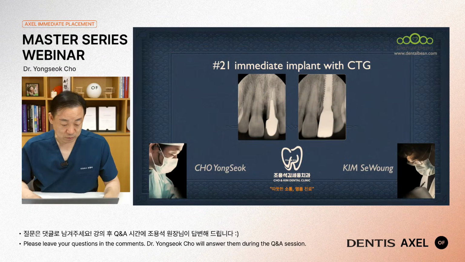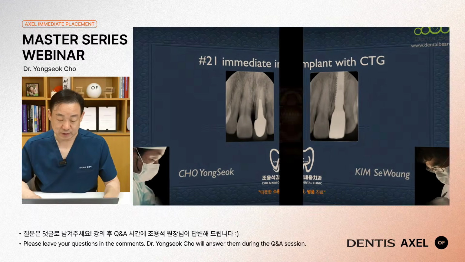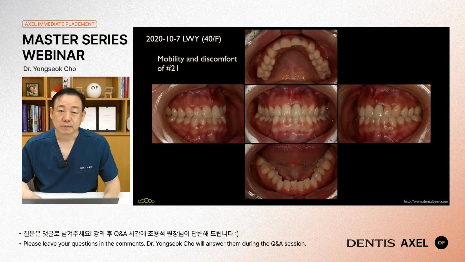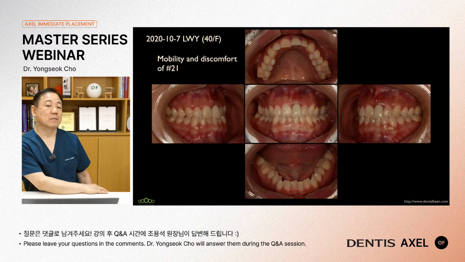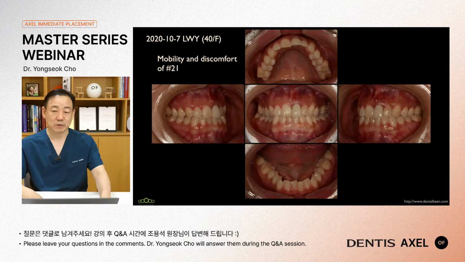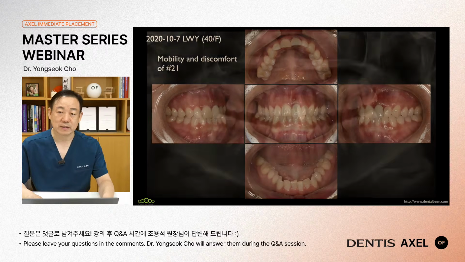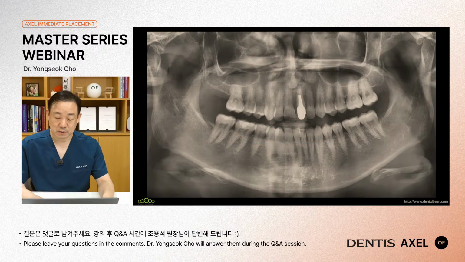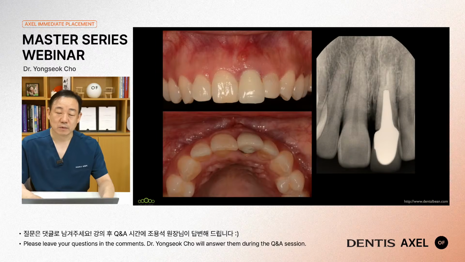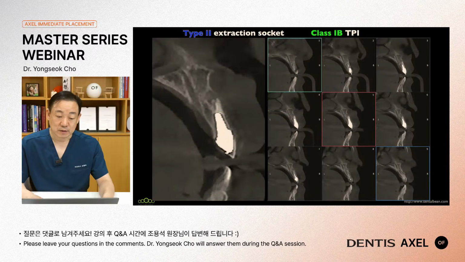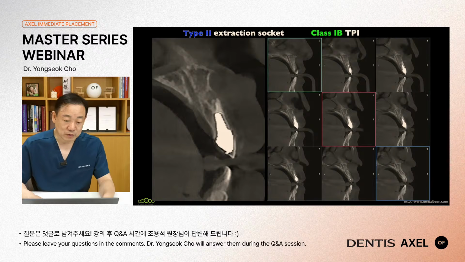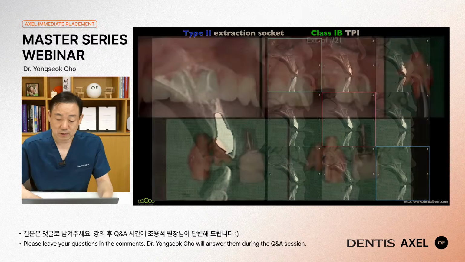Another case of type 2 extraction socket. Here, patient complained of the mobility and the discomfort of left central incisor. Here, it is in post crown condition and mobile with fistula. This is a type 2 extraction socket and the class 1B TPI.